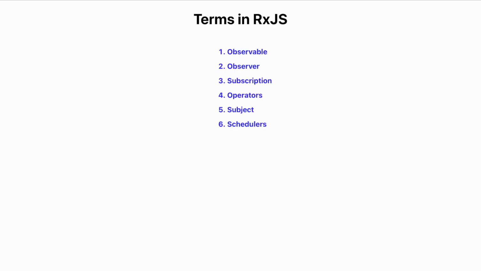Terms in RxJS. Observable represents the idea of an invocable collection of future values or events. Observer is a collection of callbacks that knows how to listen to values delivered by the Observable. Subscription represents the execution of an Observable, and is primarily useful for cancelling the execution.